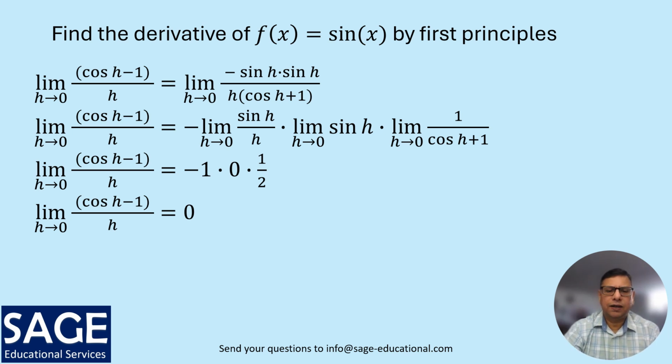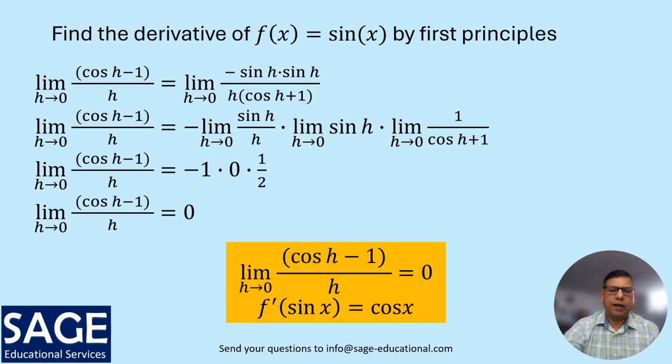So I have given you the derivative of sine x, and I've also given you the limit as h tends to 0 of cosine of h minus 1 over h. So we now have our results. So here's the first principles derivation of f of x equals sine x.